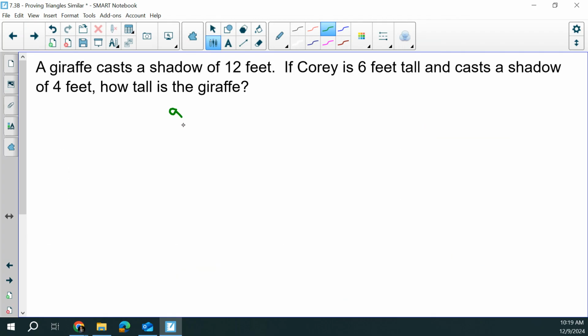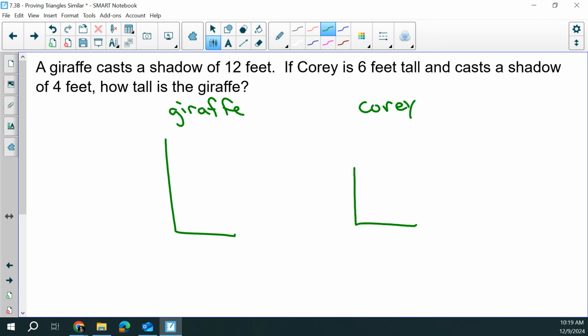Giraffe. So this is my giraffe. He's tall, he has a shadow. Then we have Corey. This is how tall he is, there's his shadow. The giraffe casts a shadow of 12 feet. Corey is 6 feet tall, so this is his height, and casts a shadow of 4 feet. How tall is the giraffe? So that's how we set it up: height, shadow, height, shadow.